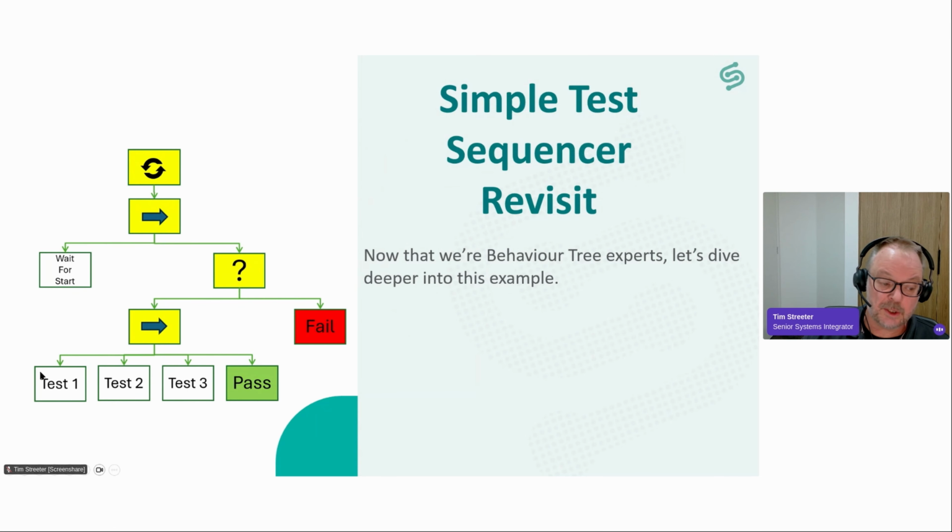But this one immediately starts test one. This is a sequencer again. So it's going to run test one. If that succeeds, it will run test two. If it succeeds, it runs test three. And so on. If they all succeed, then it runs pass.